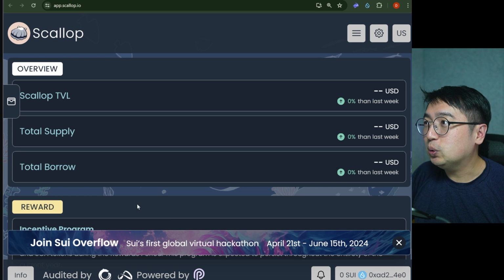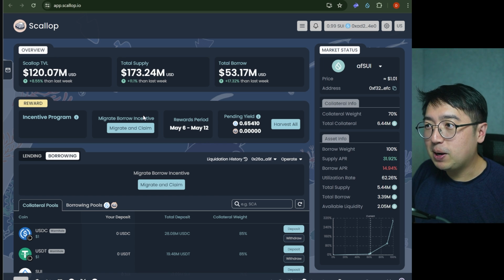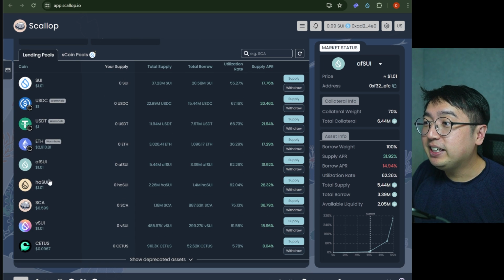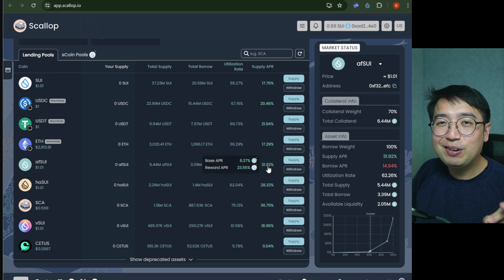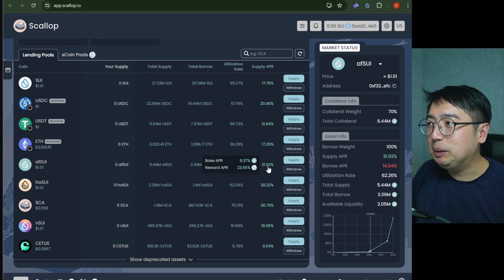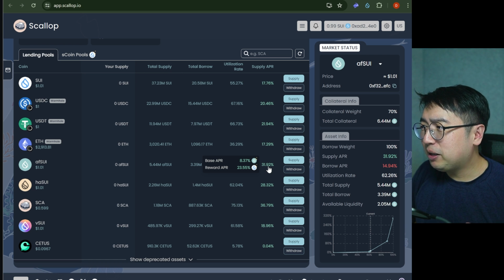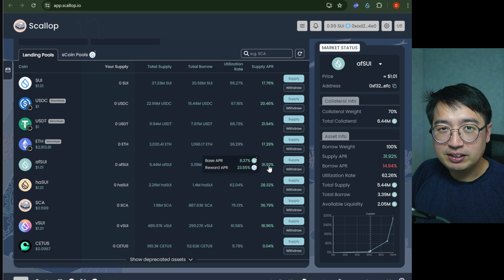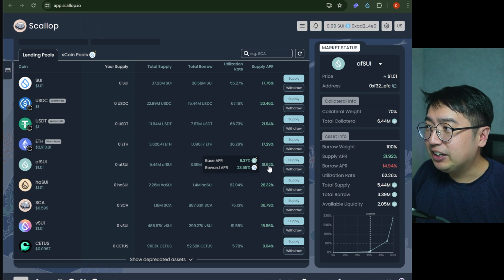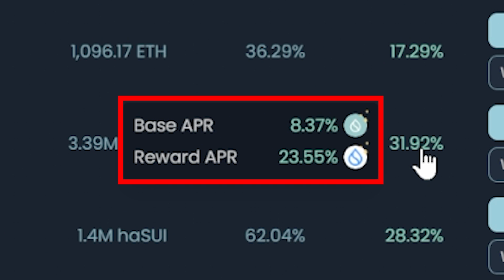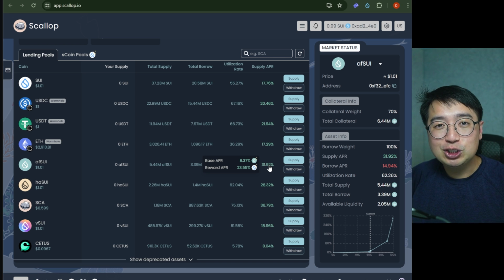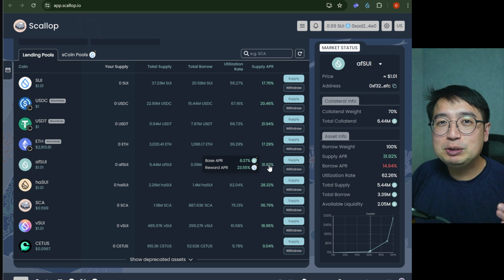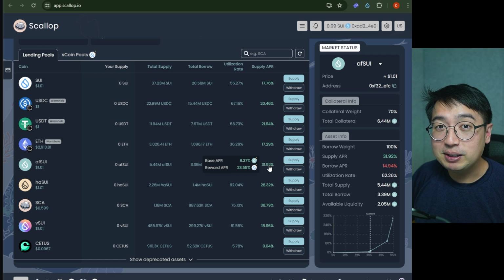So we're gonna go to Scallop. It is a lending and borrowing platform where if you lend out your AF SUI, you could get about 32% at the moment. Now that rate can change depending on how much people supply to this platform, because there is only a set amount of incentives available. So you can see here, base APR 8.37% and reward APR 23.55%. So these are incentives coming from the SUI network just to incentivize people to start using these decentralized applications.